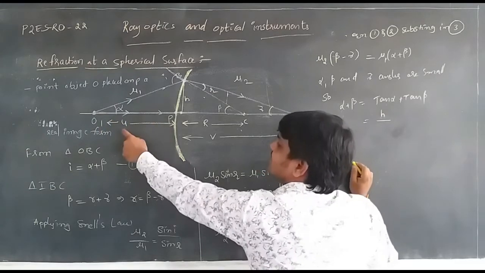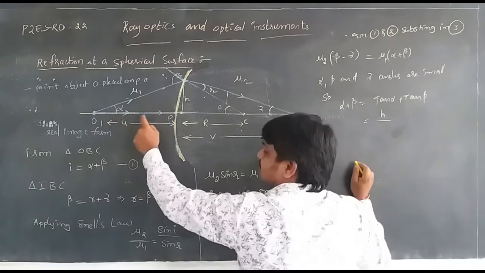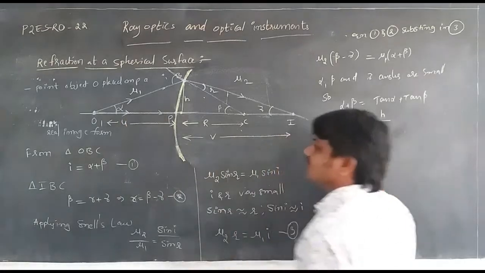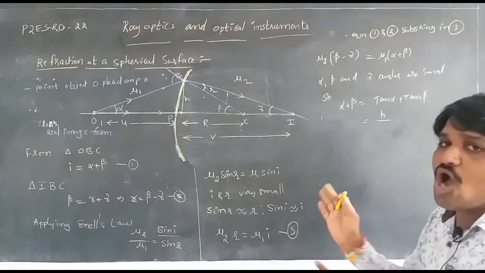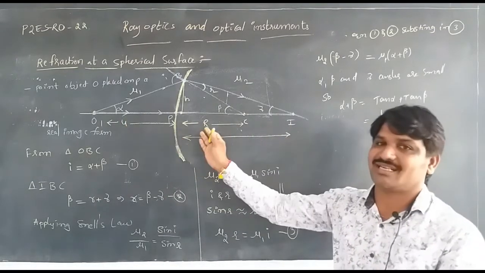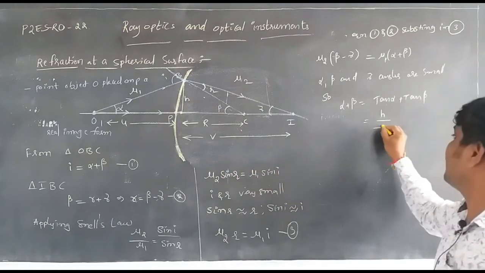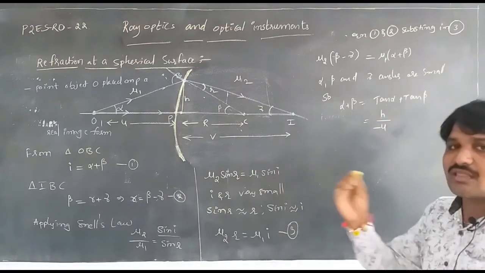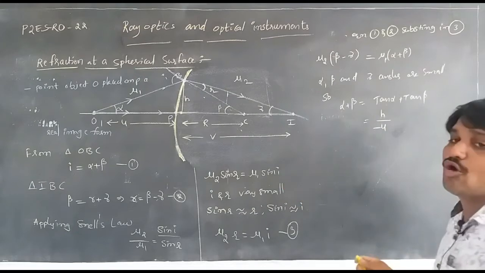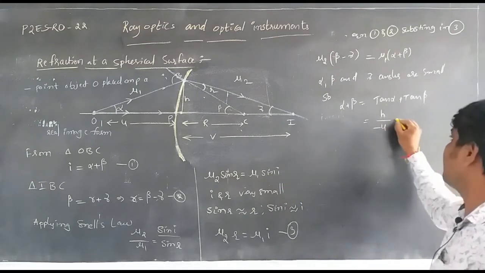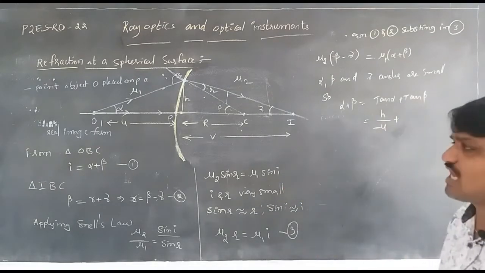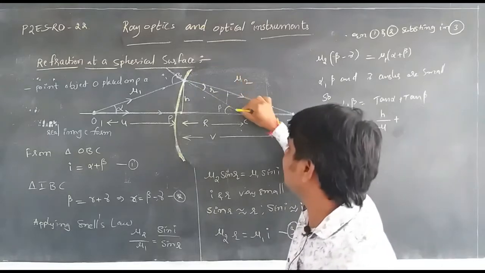OP means the distance of the object from the pole. So that's why we are writing that we are measuring in the opposite direction to the incident ray. So here we are writing minus u. The minus symbol indicates opposite in direction, according to the sign convention. Then plus tan beta. Tan beta means beta is making an angle with that.